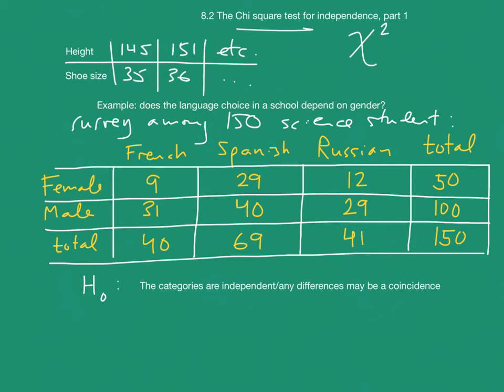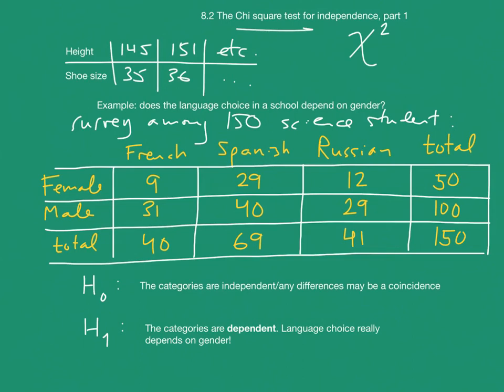And our alternative hypothesis is H1, that the categories are dependent. Language choice really depends on gender. And you can choose which one you set up as the null hypothesis or the alternative hypothesis. The point is that the null hypothesis is the one you want to test, and H1 is the challenger. So either way, you can check which one is correct.